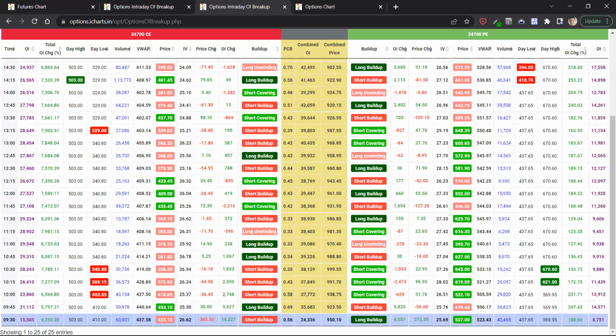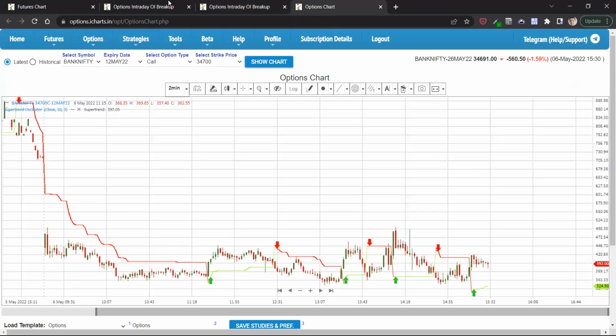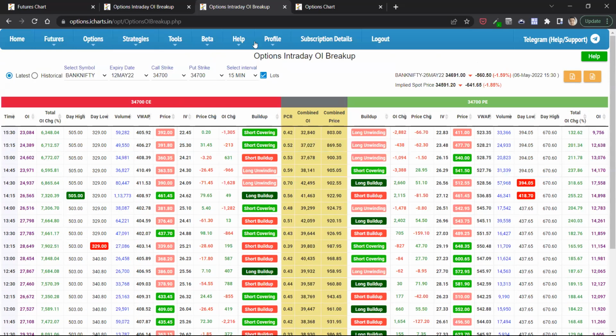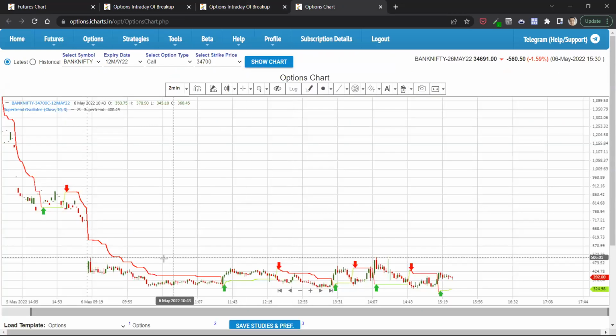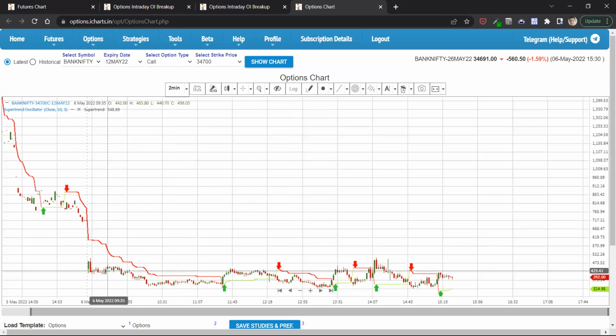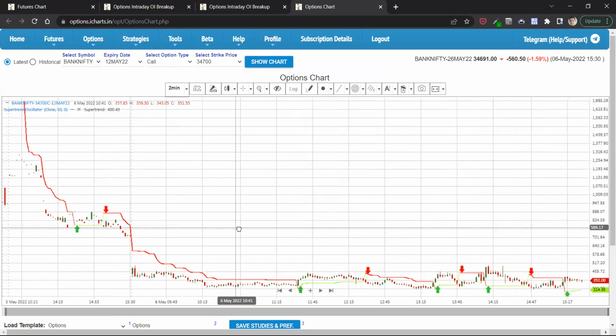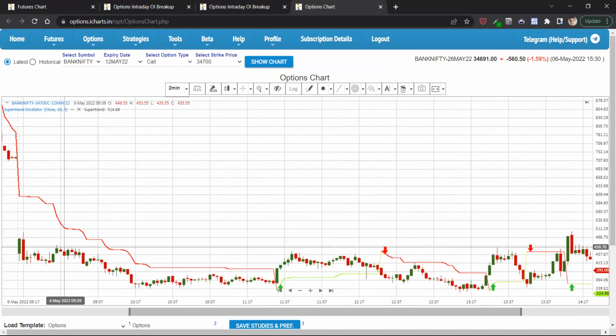So the idea is that whenever this is in a short buildup at 9:30, and you're looking at the exact same 34.7 over here at 9:30, if your price also is signaling a short on this, then you can go with that. So here, obviously, the price is below the Supertrend, which is signaling a short. So you could probably just short over here with SL above this. This is just one idea.